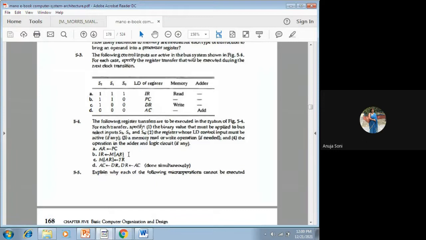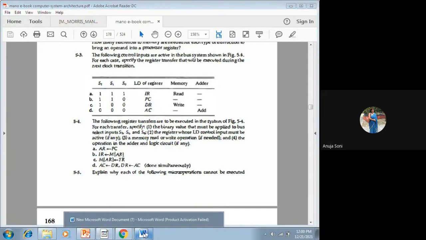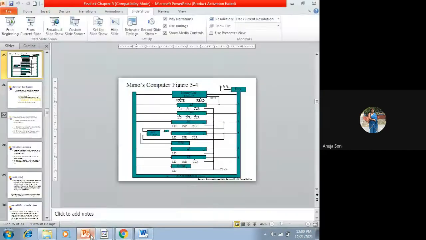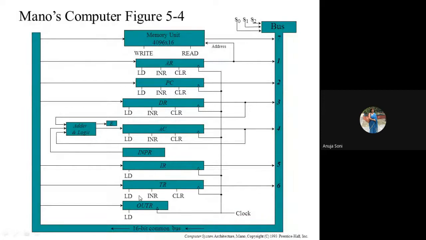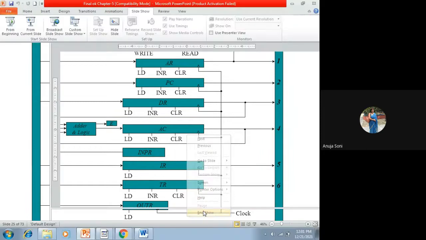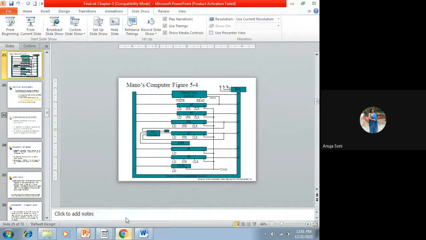In a similar manner, it says that data has to be transferred from TR to M of AR. This data ultimately has to be written in the memory. So that means write signal of memory ultimately will work in place of load signal. So data will be read from TR. Against TR, which number is written? 6 number is written. So we have to find out the value of 6 in binary.